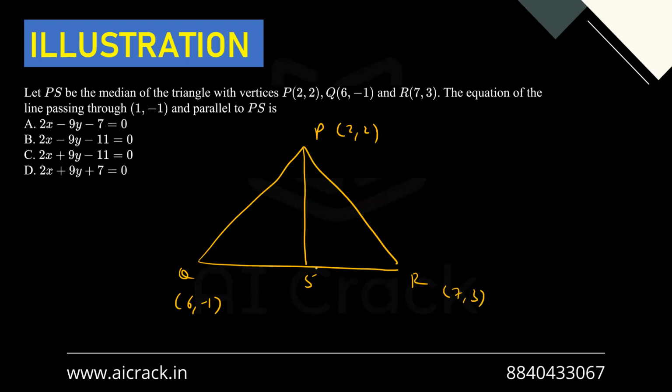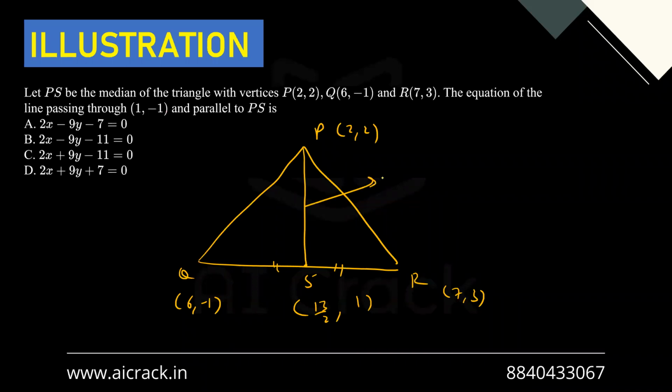Now with the help of the midpoint theorem, we can find out the coordinates of S as well. So that would be (6 plus 7) by 2, that would be 13 by 2. And (-1 plus 3) by 2, that would be 1 only, because -1 plus 3 would become 2, and 2 by 2 is 1. And these two portions are actually equal because of the median. Now we have to find out the equation of the line passing through (1, -1) and parallel to PS.